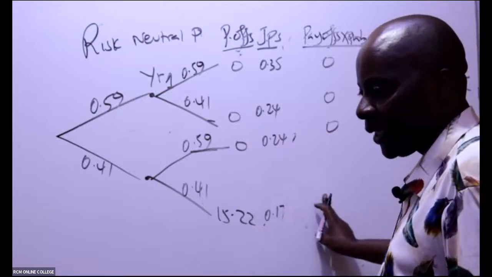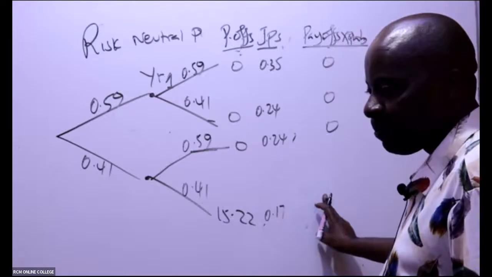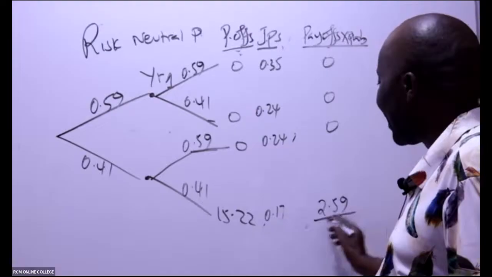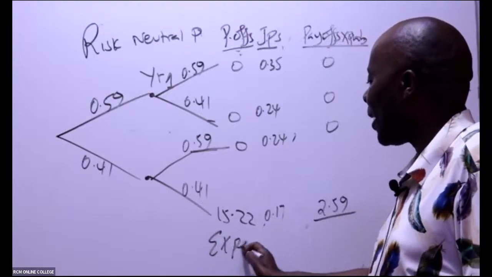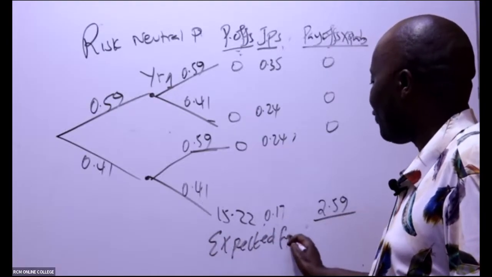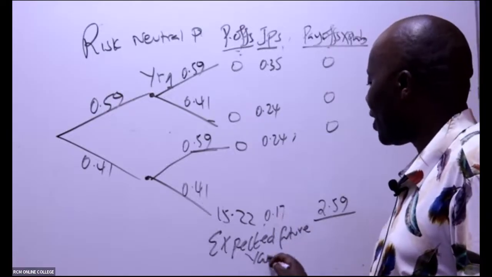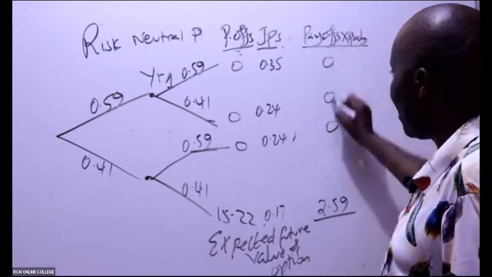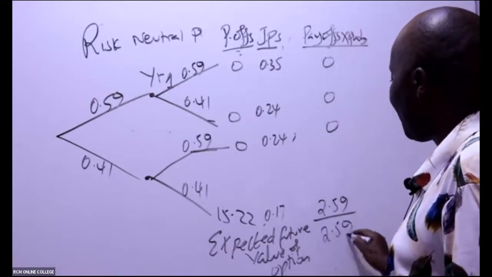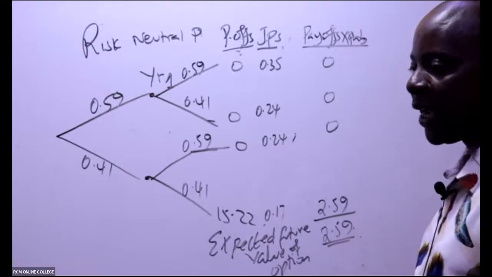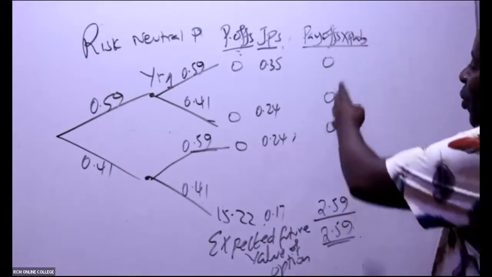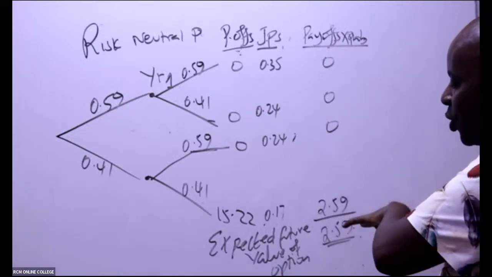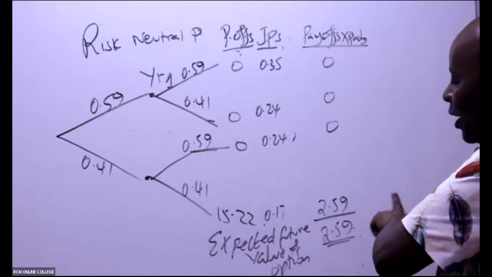What are we supposed to be getting? 2.59. So then what is the expected future value of the option? You add everything. We are lucky here because most of the others were zeros. So the expected future value of the option will be 2.59.